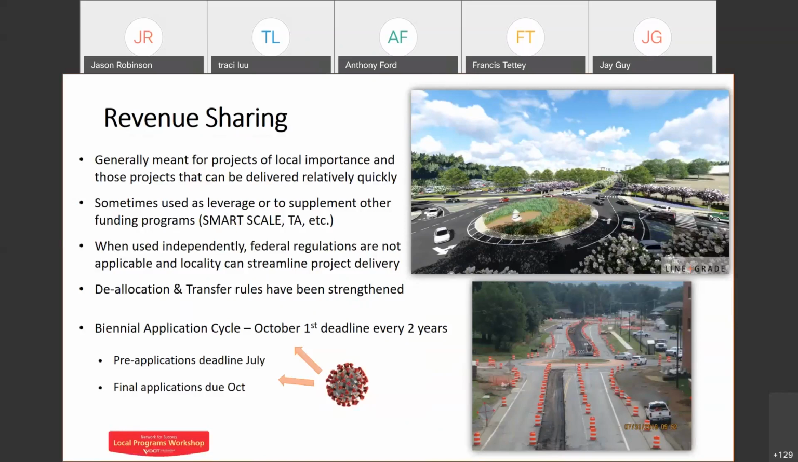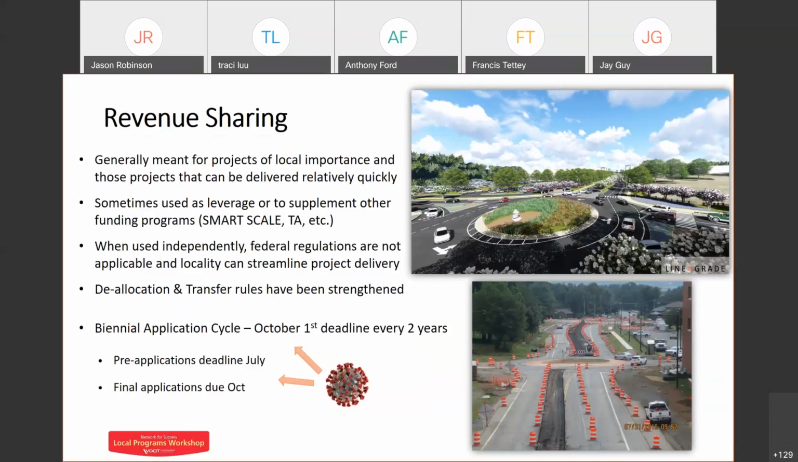And when they do, obviously, those projects would need to follow the federal processes. But when used independently on a just revenue sharing, state funded project, the federal regulations are not applicable, just like I mentioned earlier. And there are probably going to be some opportunities to streamline your project delivery.